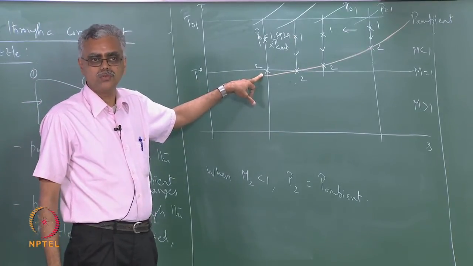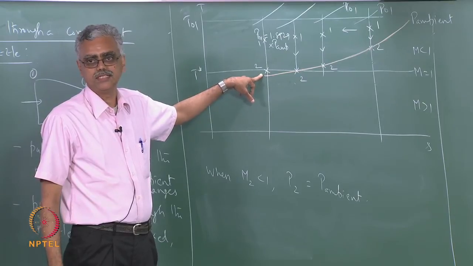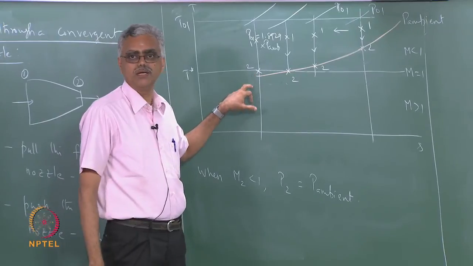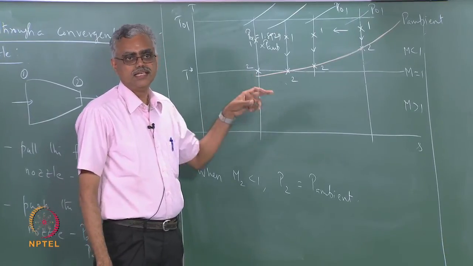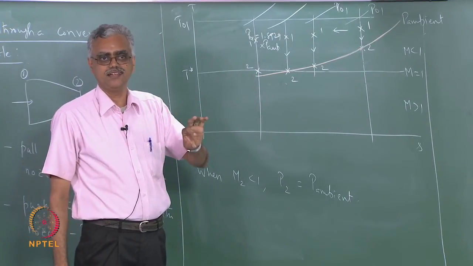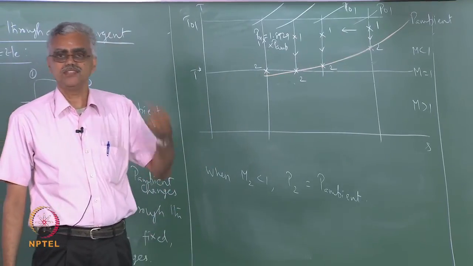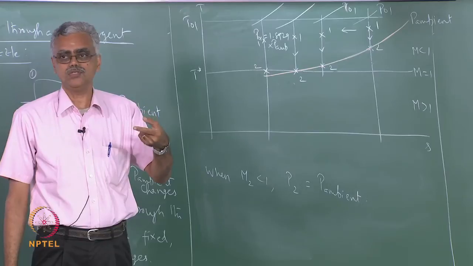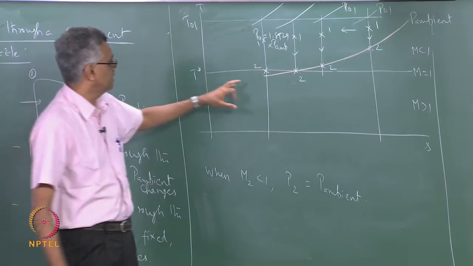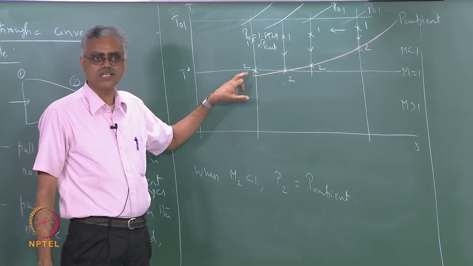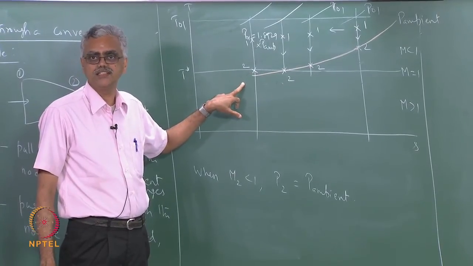But what happens to the pressure at state 2? Pressure is now higher compared to the ambient. In the previous case also we said that because we were lowering the ambient pressure, the exit pressure is higher than ambient pressure. So, the jet was under expanded. In this case, because we are increasing P naught, the exit pressure is once again higher than the ambient pressure and the jet is under expanded.